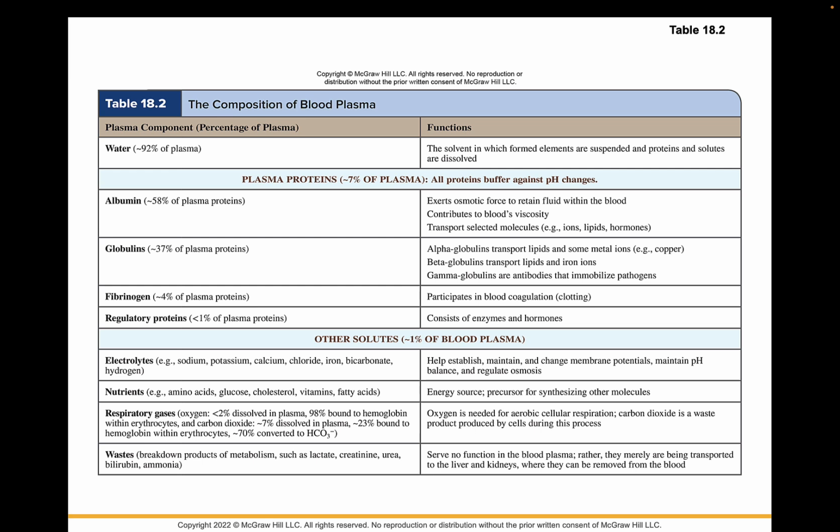And carbon dioxide, some of it will be dissolved in plasma, some of it will be bound to the hemoglobin, and some of it will actually be converted to bicarbonate ion. Then we basically have a number of waste products, such as lactate, creatinine, and urea. And once again, once they are in the blood, they'll eventually be removed from the body.